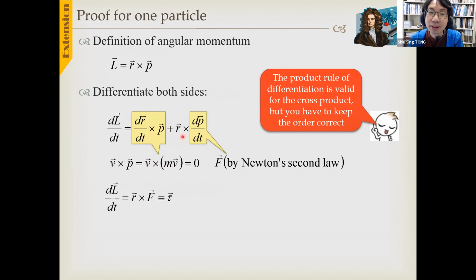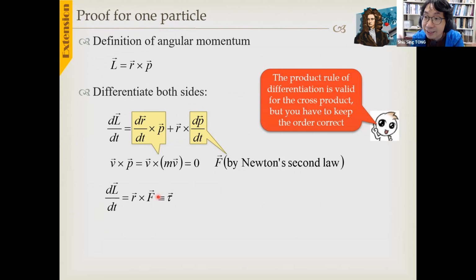How about the second term? The second term involves the time derivative of the linear momentum. But by Newton's second law, the time derivative of the linear momentum is the net force. So this becomes the capital F, right? So this becomes r cross F. So the time derivative of the angular momentum is r cross F, which is the torque we have just defined, right? So the torque is equal to dL/dt. We have proven that. Okay, for a single particle, at least, we have proved that.